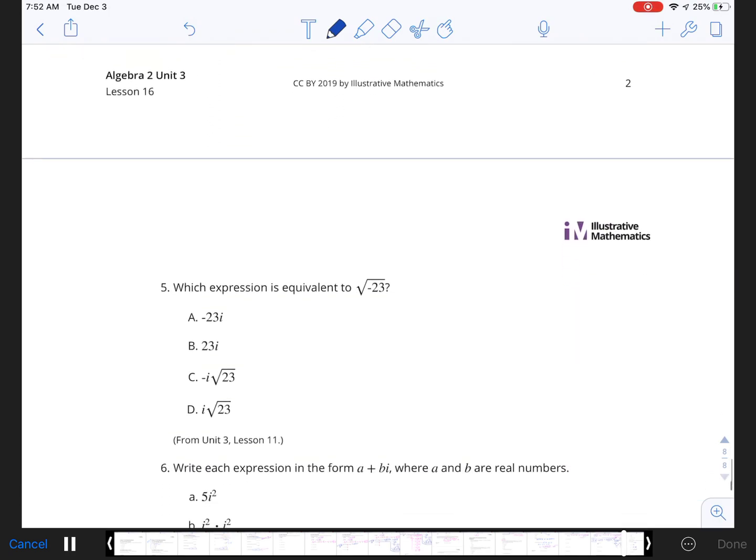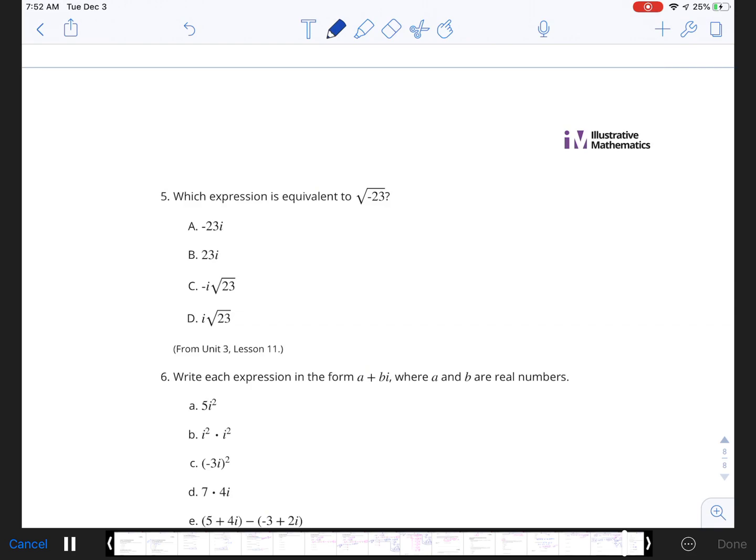Okay, so number 5 is a review. So we have a negative under our square root. So that means I have negative 1 times 23. Keep in mind the square root of negative 1 is our definition of our imaginary number i. So I get i square root of 23. The 23 stays under the square root, so my answer is D.